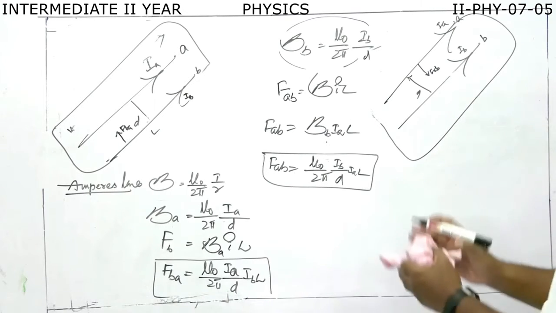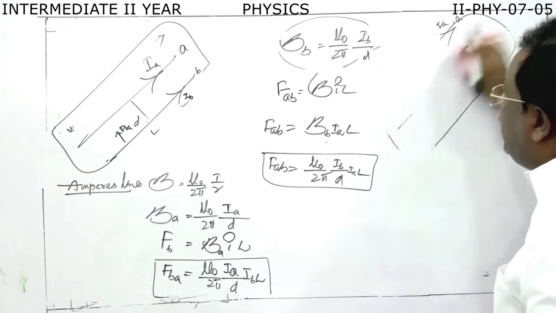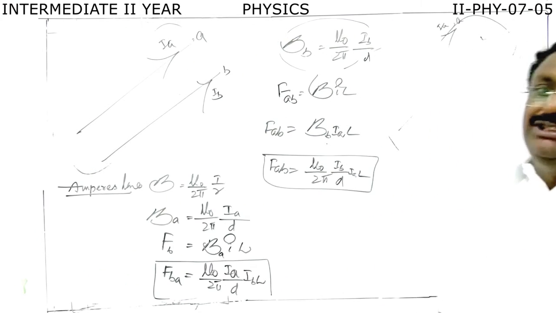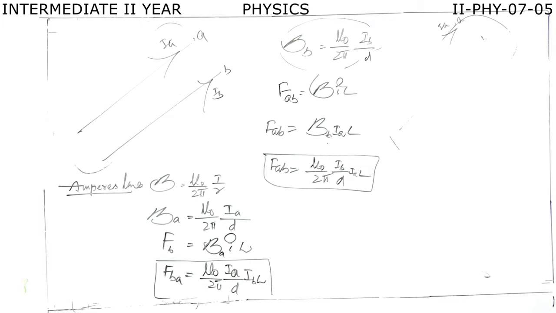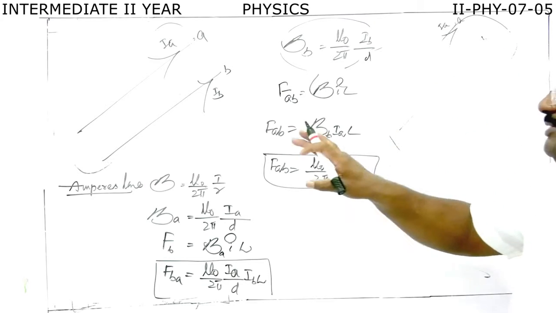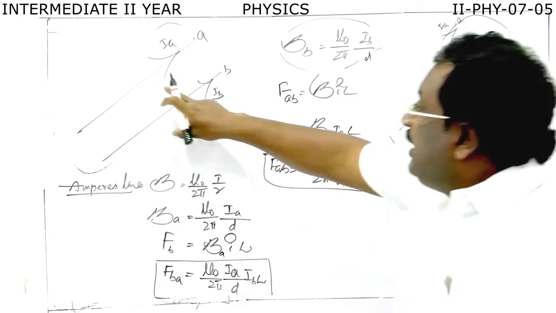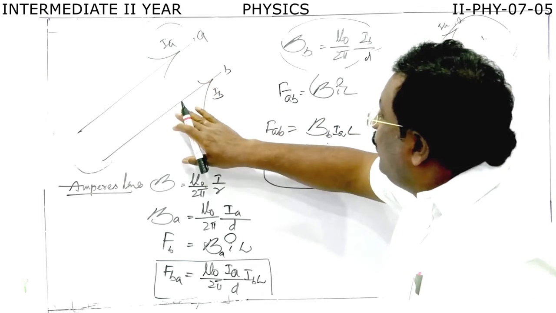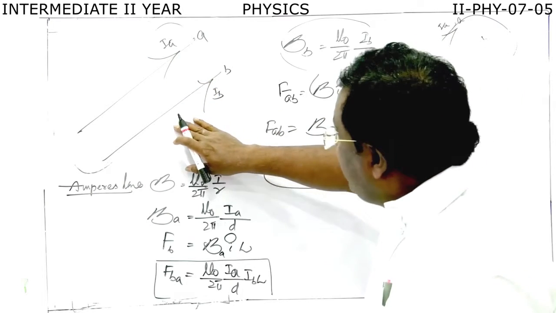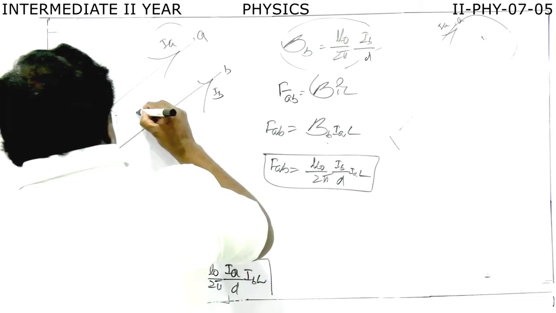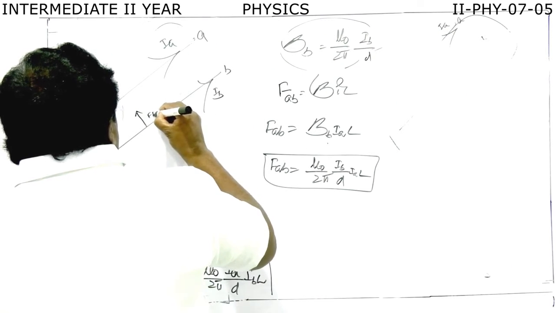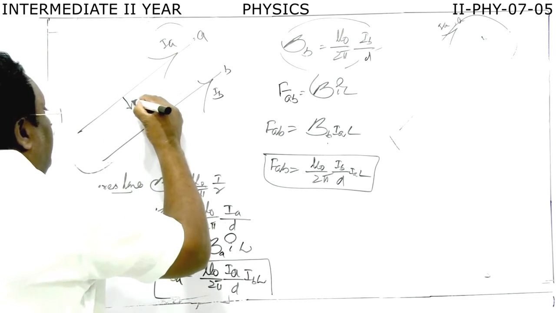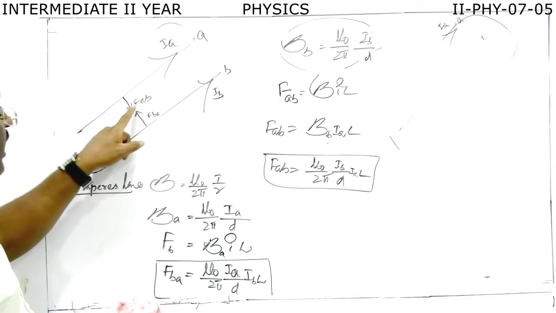And if you keep these two current carrying conductors nearby, side by side, parallel to each other, now what happened? Every conductor influences the other conductor. Every conductor experiences some force from the other conductor. Here A experiences some force due to B, so B is also experiencing some force due to A. This is FBA, the force on B due to A. This is FAB, the force on A due to B.